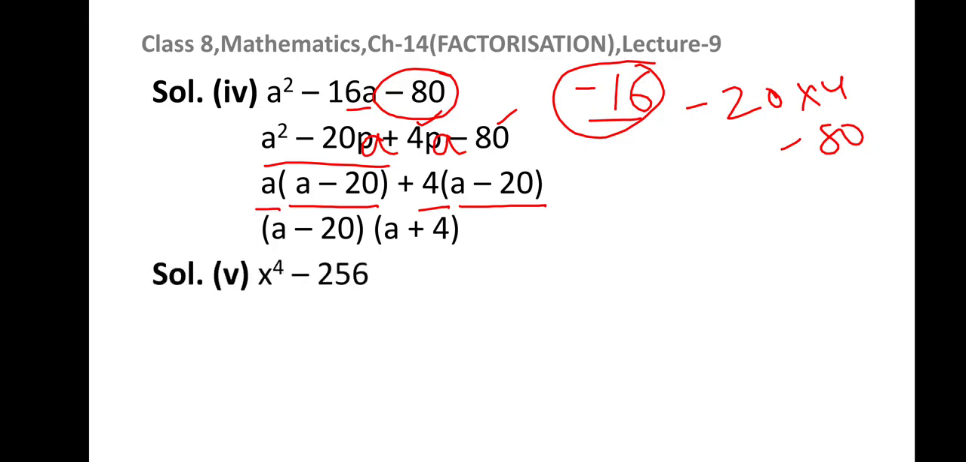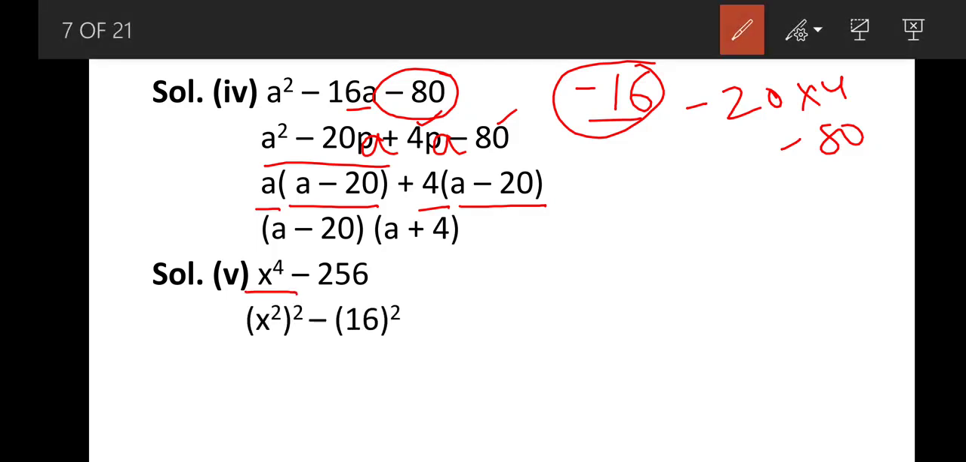Now, let us see the fifth part solution. That is x raised to the power 4 minus 256. So, let us see how to solve this. This x raised to the power 4, can I write it like this? x square whole square minus 256 can be written as 16 square. So, now you are supposed to relate it to identity number 3, that is a square minus b square. What is a here? That is x square. What is b here? That is 16.